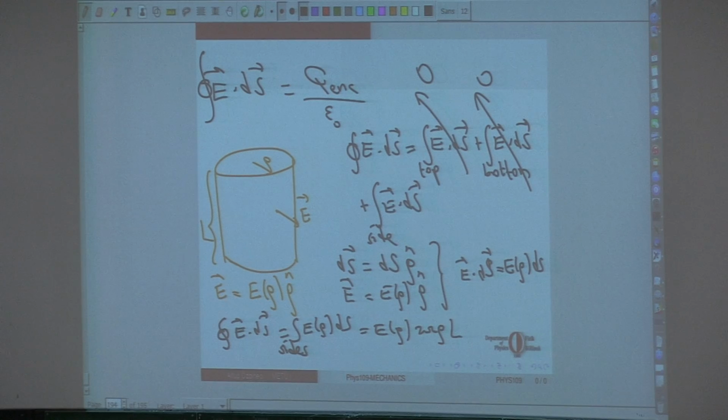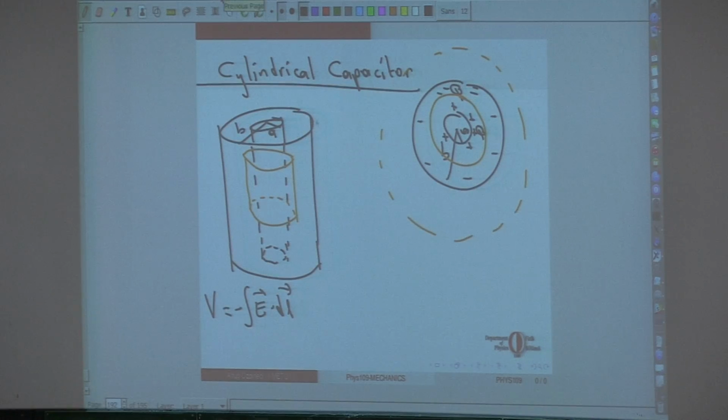Now you see, well, let me draw them together. Let's go back to this slide. This is what I call H, and this is what I call L. I have my two cylinders. I choose a Gauss surface inside, which is also a cylinder, but a shorter cylinder. I could have chosen H equal to L, it's up to me, but they don't have to be equal.